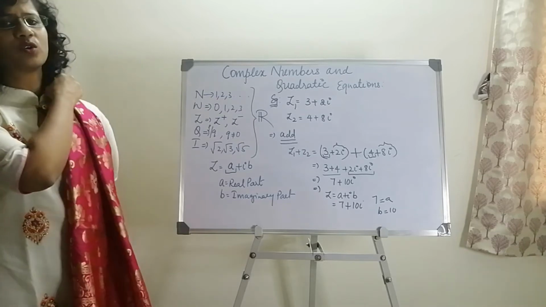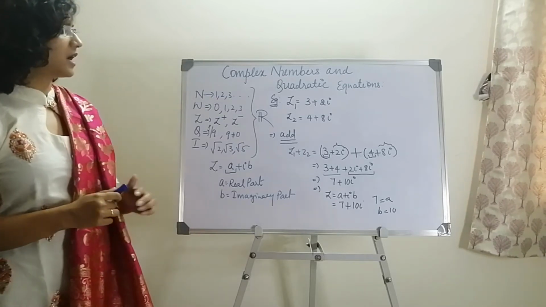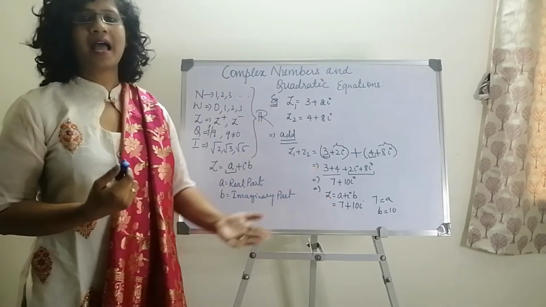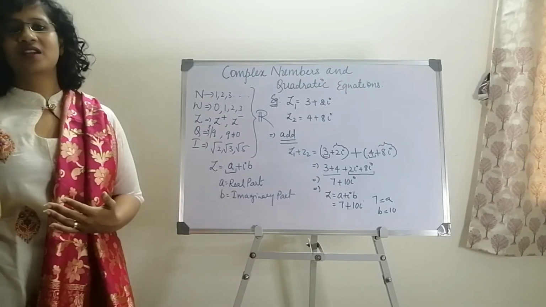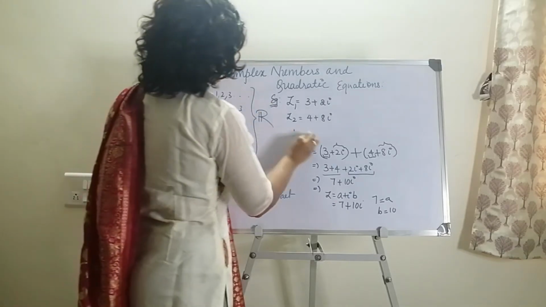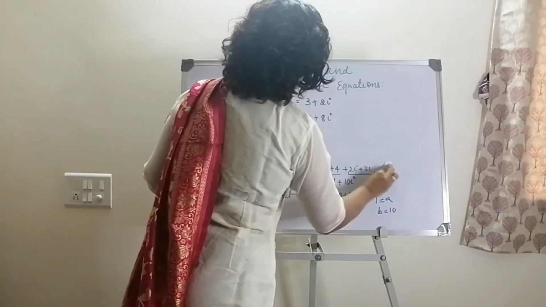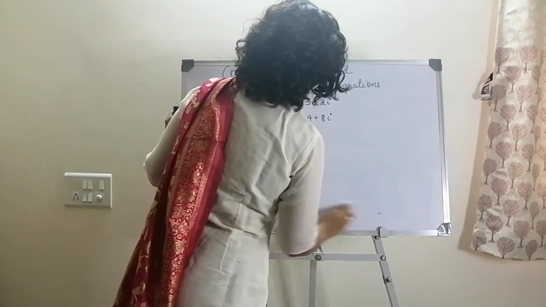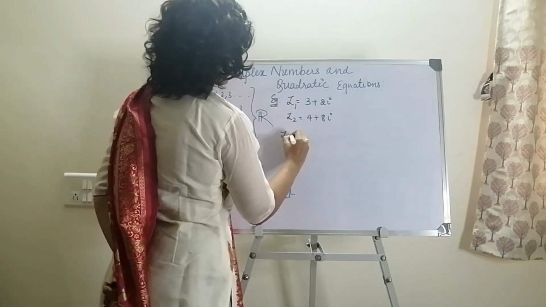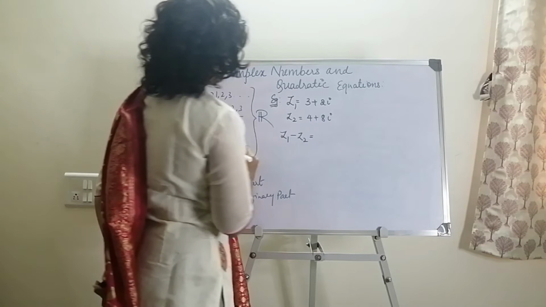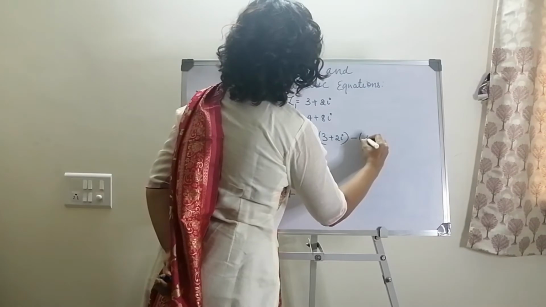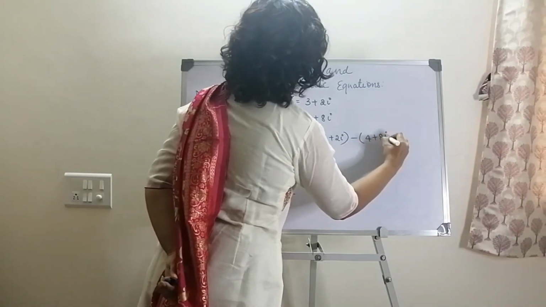When you're subtracting two complex numbers, what happens? Again, you will subtract the real parts, and again subtract the imaginary parts of the two complex numbers, the same thing. We would take the same example so that we also know how subtraction of complex numbers is done. So subtraction, again, Z1 minus Z2 can be written as 3 plus 2i minus of 4 plus 8i.